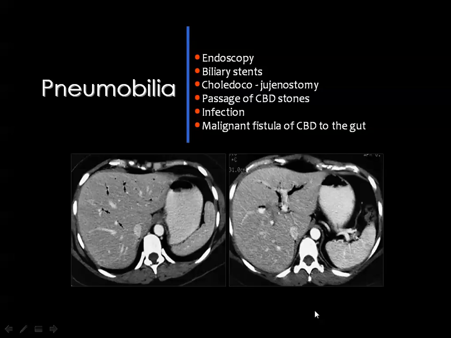Then detection of air inside the biliary system is known as pneumobilia, and pneumobilia is usually the sequelae of previous endoscopy or the application of biliary stents or surgery doing choledochojejunostomy, for example, or the passage of stones from the common bile duct into the duodenum, and also may be the sequelae of infection, and finally malignant fistula between the biliary system and the gut may lead to the leakage of air inside the biliary system.